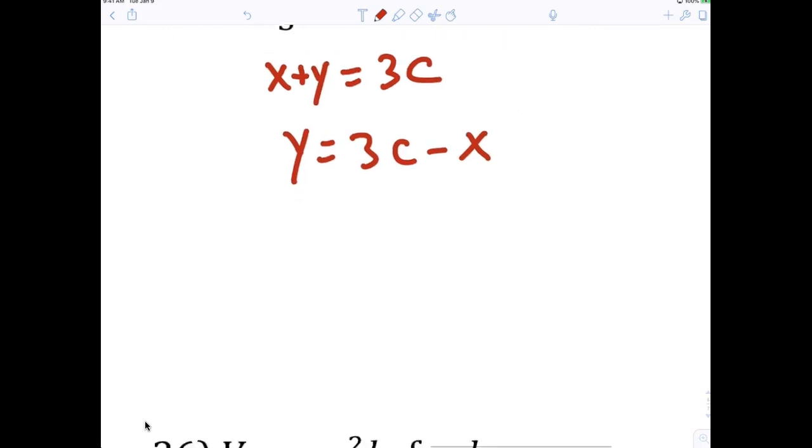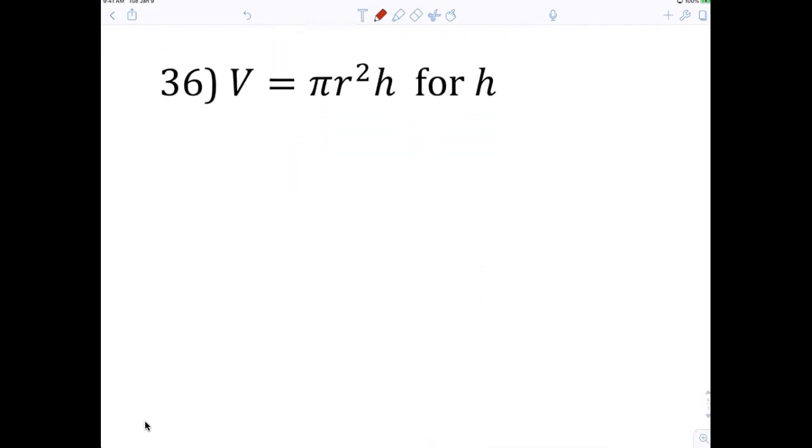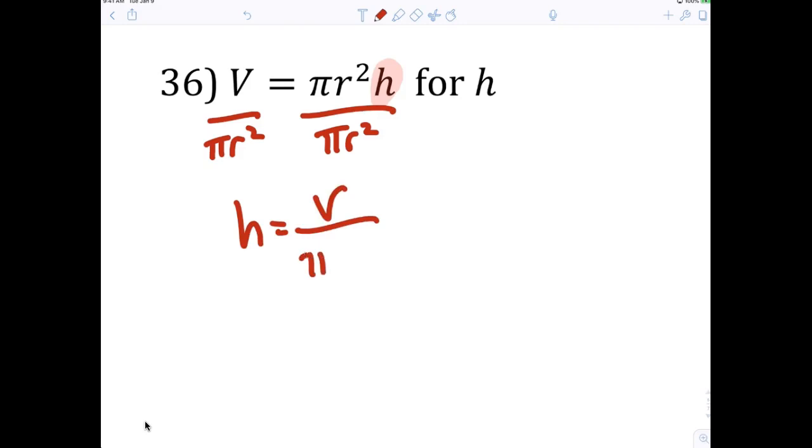All right, Aiden. You divide pi r squared. Very, very good. Pi r squared divided by pi r squared. So h is your volume divided by pi r squared. Very, very good. It's all attached to multiplication. So to undo multiplication, we do what? We divide. Everybody good?